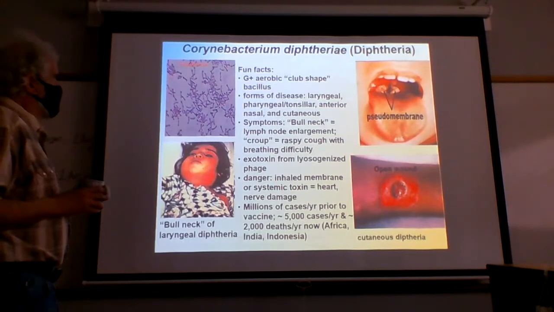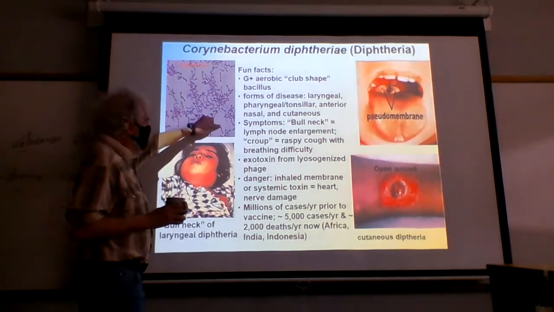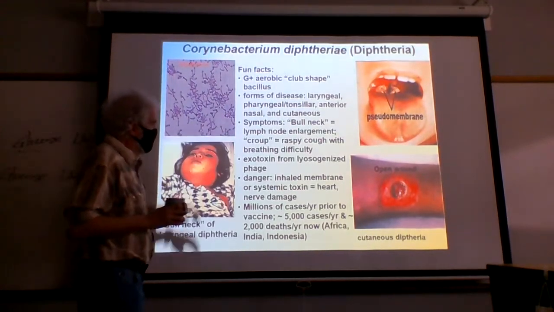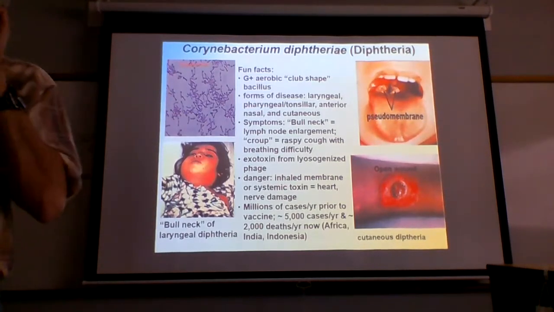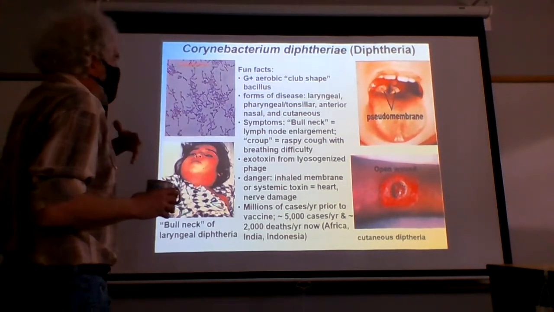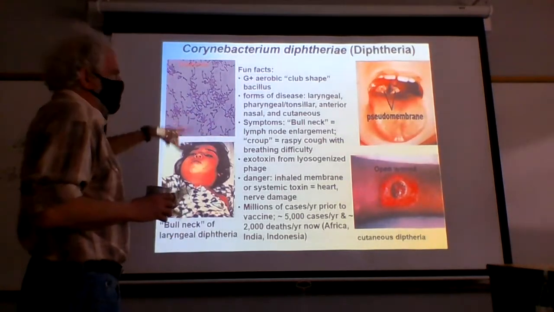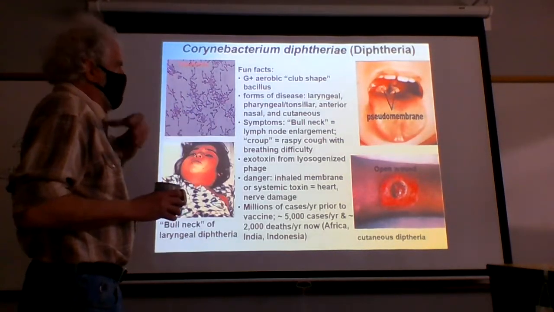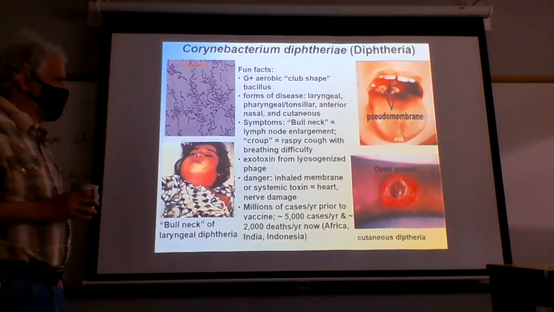So it's gram-positive. It has a club shape to it, so you can see this little bulbous end. One of the things this means is that in a culture, it's pretty easy to recognize it simply from the microscope. You don't have to do a whole lot of metabolic tests. It causes a variety of tonsil, laryngeal, various sorts of inflammation in the upper respiratory tract.